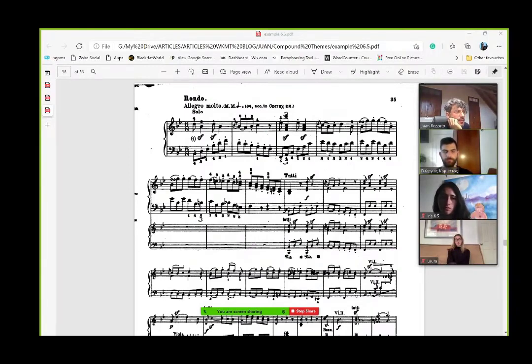Now, harmony-wise, let's see what we find. So let's go one by one. First bar here. Next one. What do we have there? The fourth. Then we have here tonic. Precisely. Tonic in the first inversion. And then we have here again the fourth again.